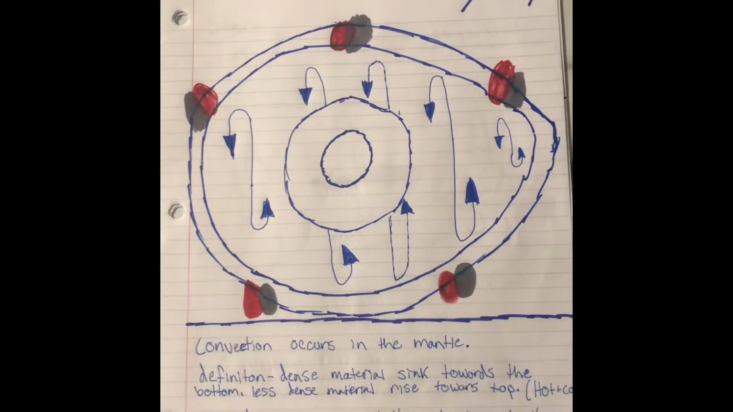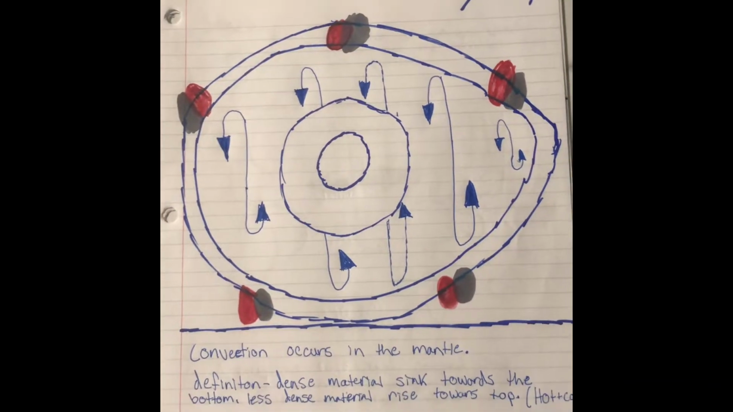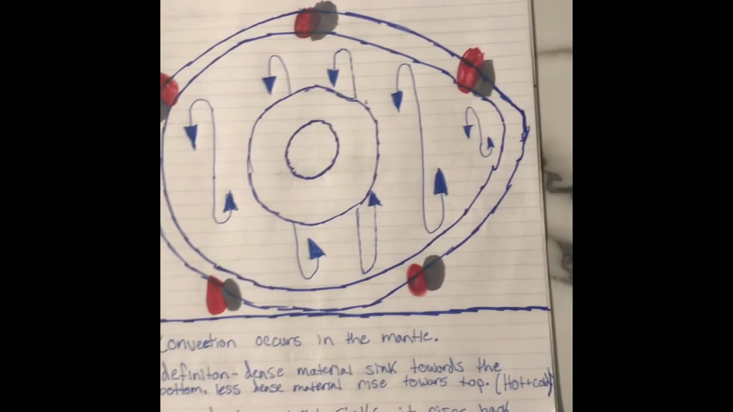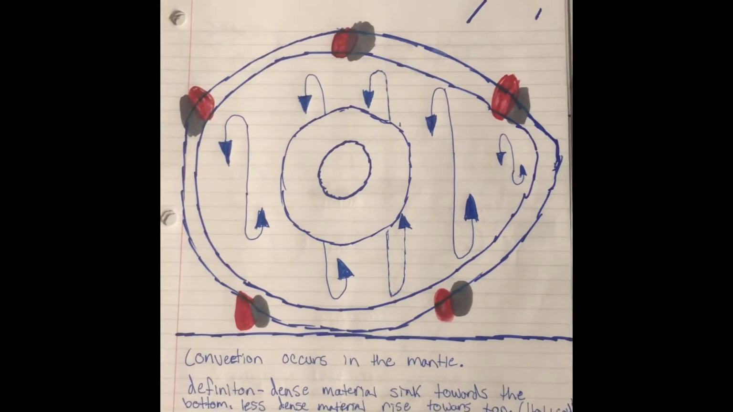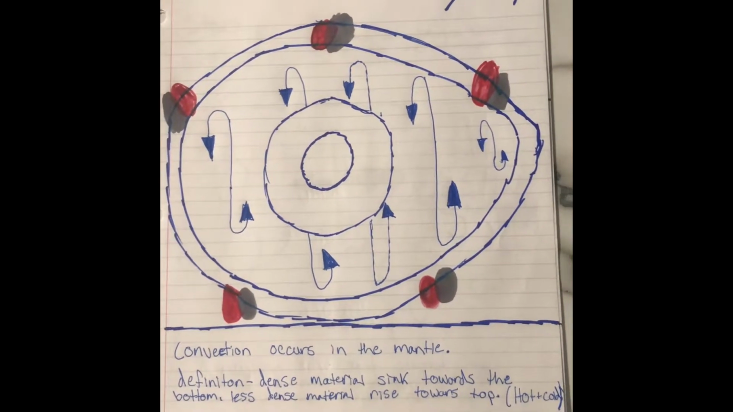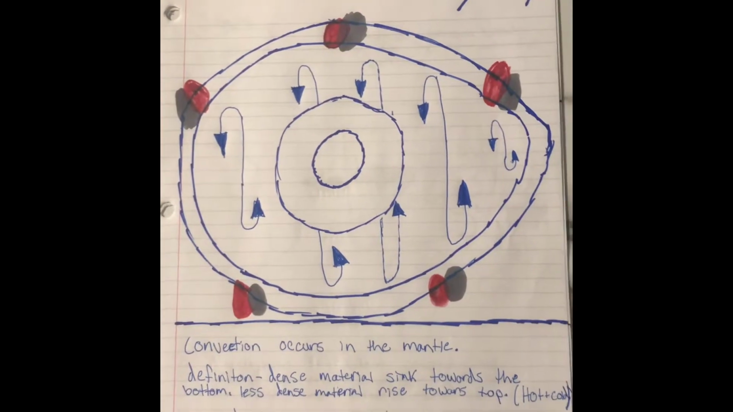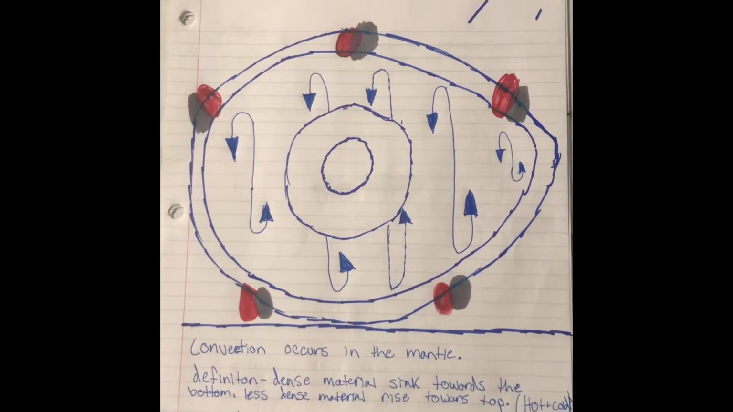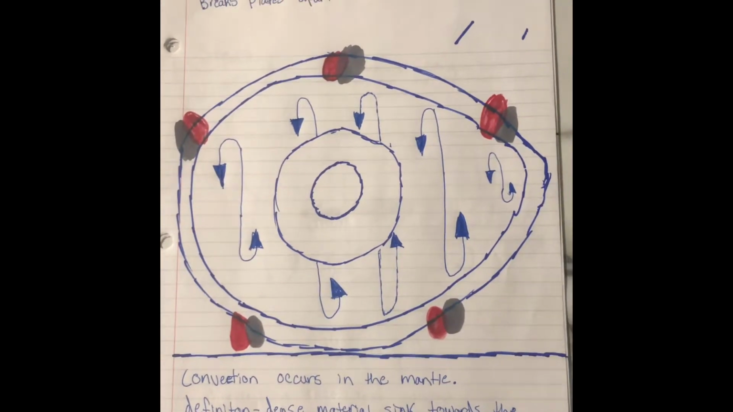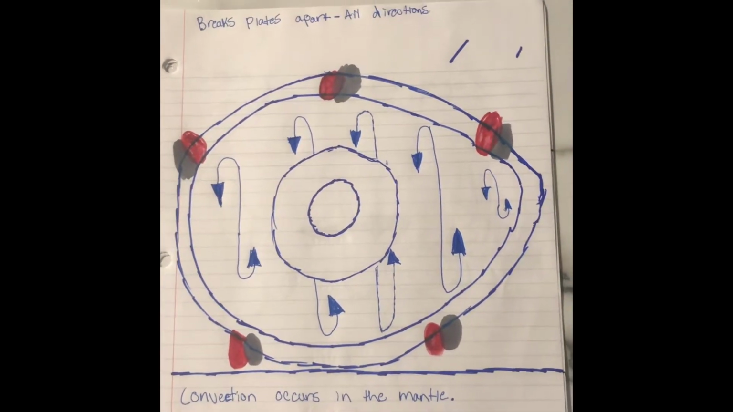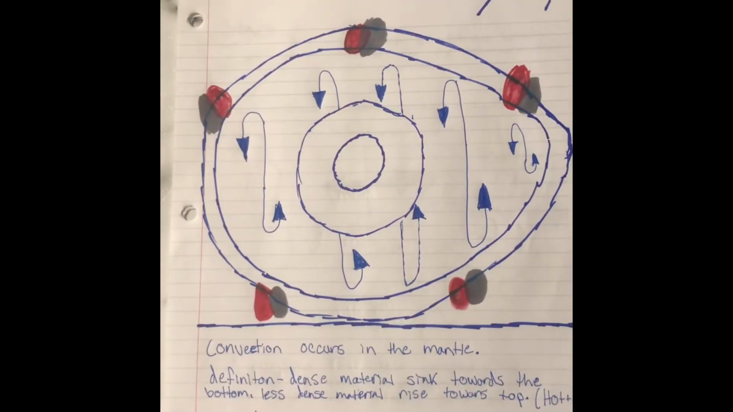This is the convection cycle, which occurs in the mantle. It's when dense materials sink towards the bottom and less dense materials rise towards the top. When the dense material sinks, it rises back up to the top and starts to cool down. And once it's cooled down, it goes back to the bottom and just repeats the cycle. It's called the convection currents.